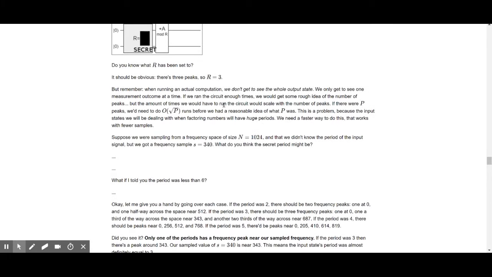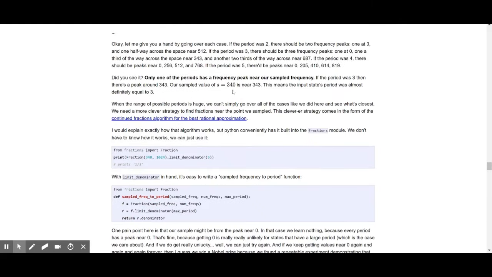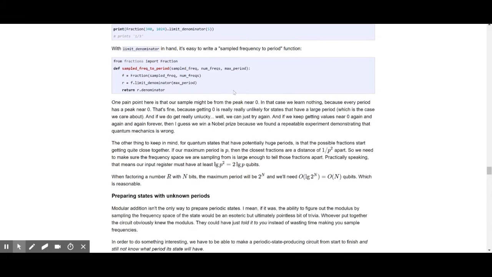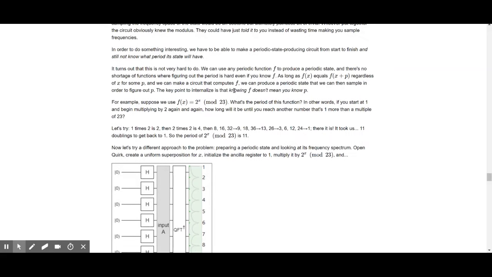But remember, when running an actual computation, less than 6. Preparing states with unknown periods.